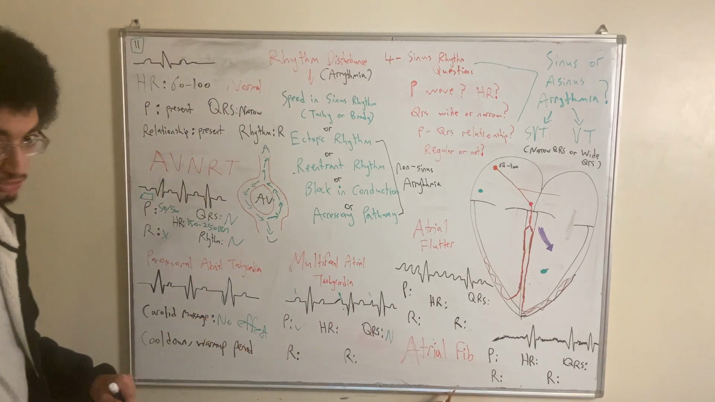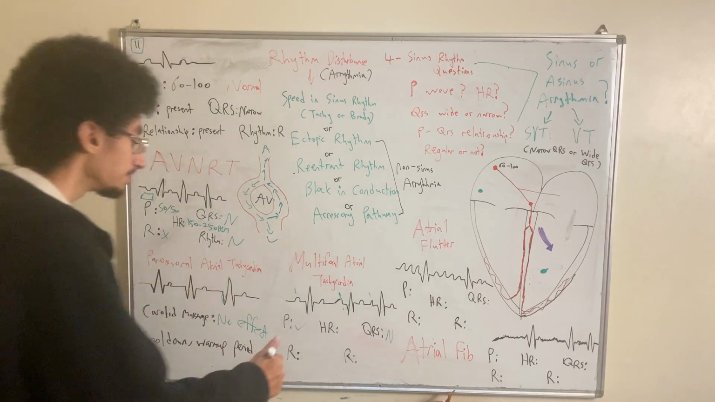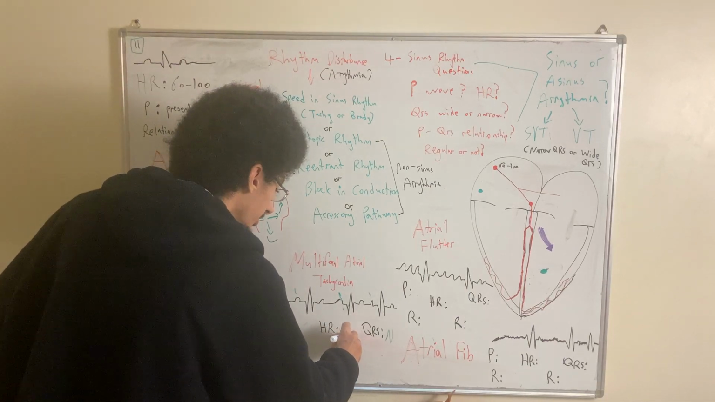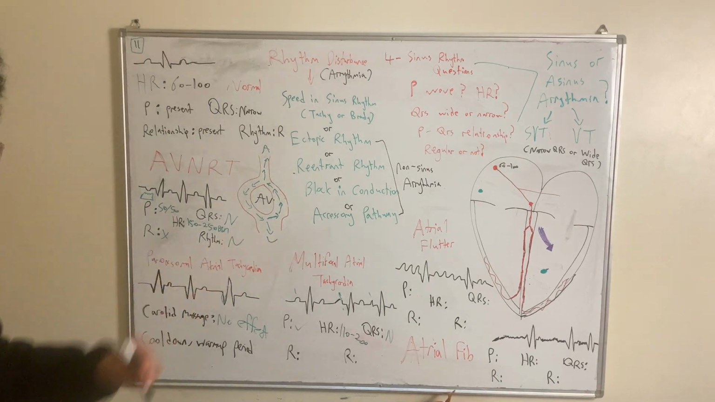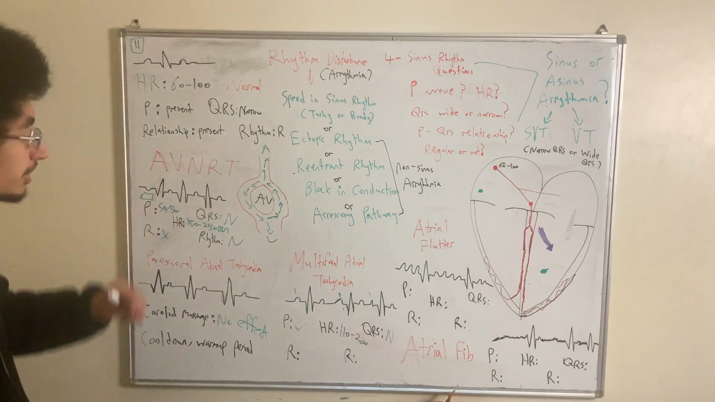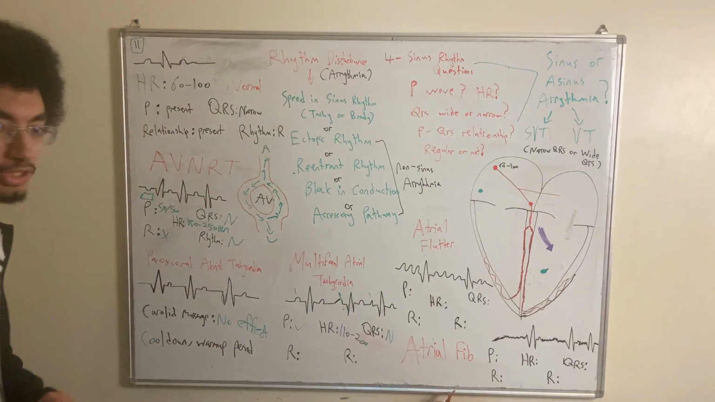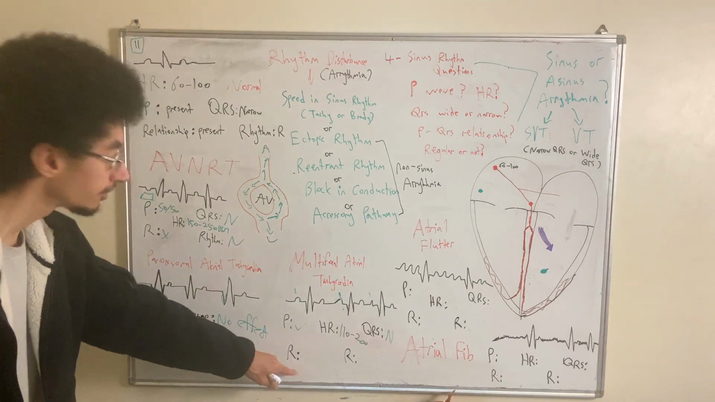What about the QRS? Narrow, it's normal. What about the heart rate? In multifocal atrial tachycardia, it can be between 110 to 200 beats per minute, the atrial heart rate. Same goes for the PAT, if you're wondering. The heart rate's the same as AVRT, but in multifocal you can see between 110 to 200 beats per minute.